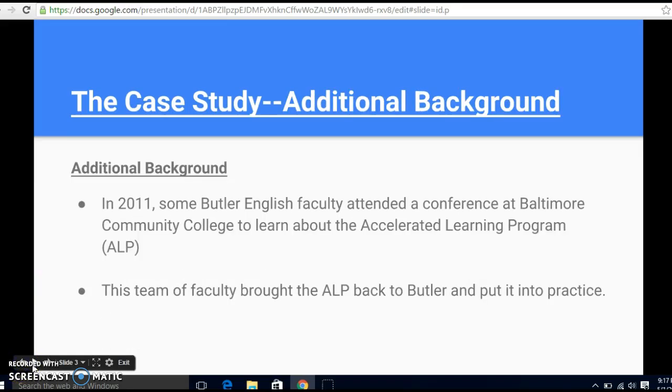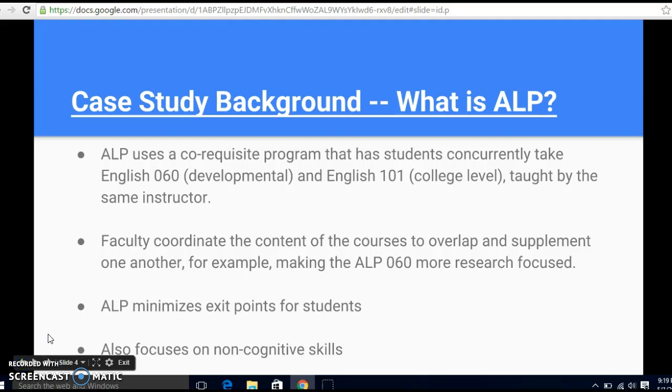Some additional background is that in 2011, a number of Butler English faculty attended a conference at Baltimore Community College to learn more about their Accelerated Learning Program, their ALP. This team of faculty was immersed in the ALP environment and brought it back to Butler and started putting it into practice. At this point, it's probably important to define a little bit more about ALP and give you a better understanding of exactly what it is.